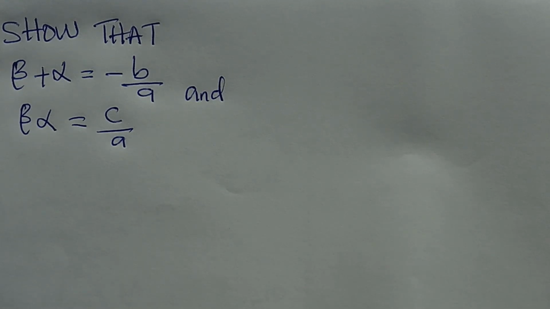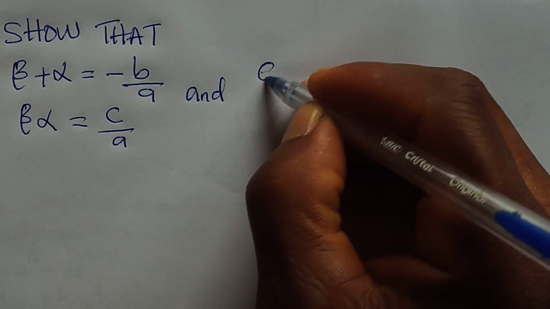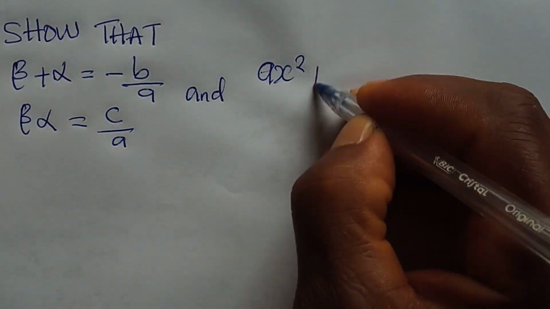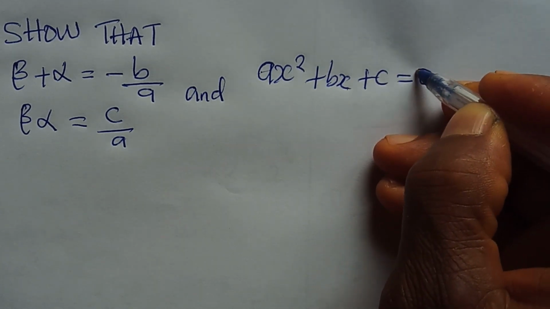In this video, we are going to show that beta plus alpha is equal to minus b all over a, and beta multiplied by alpha is equal to c all over a. This is actually a very important formula when we want to get the roots of a quadratic equation. And to prove this, we are going to start by writing the general formula of a quadratic equation, which is ax squared plus bx plus c is equal to 0.